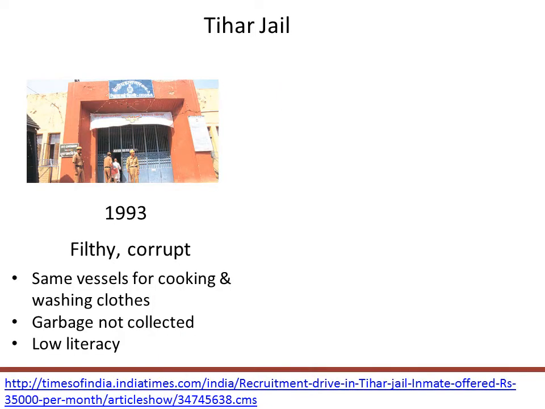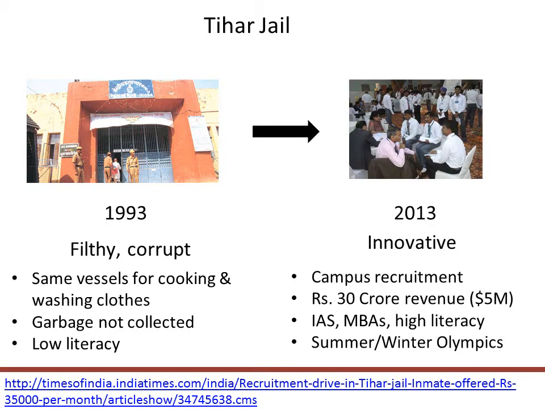The third example comes from Tihar jail. In 1993, it was described as filthy and corrupt. The same vessels were used for cooking and washing clothes, garbage was not collected, and literacy was extremely low. But fast forward 20 years, and as the picture depicts, Tihar jail, which is the largest prison in Asia, has campus recruitment. The revenue from products manufactured in Tihar is now 30 crores or more. There are people who are writing IAS and MBA exams from within the jail, and there's a summer and winter Olympics, which means even a place like jail can become more innovative. So if Tihar jail can become more innovative, why can't you?